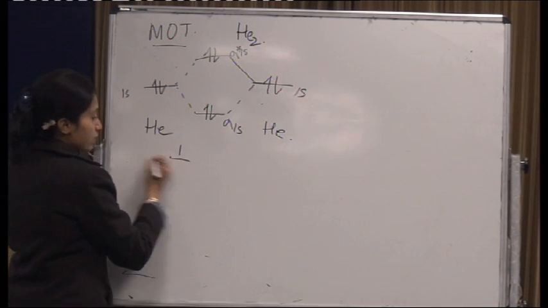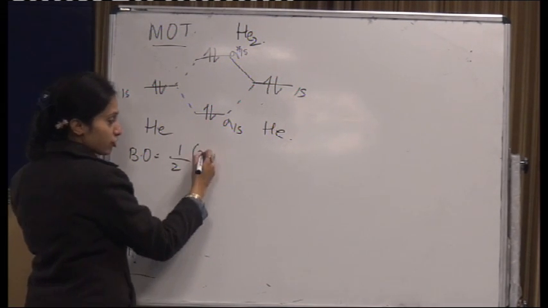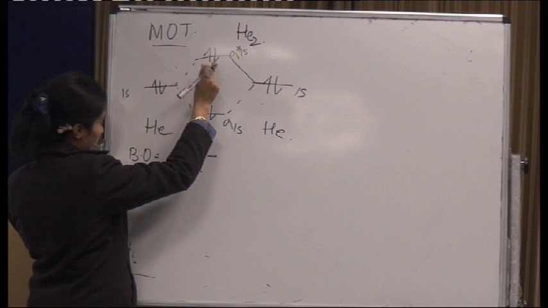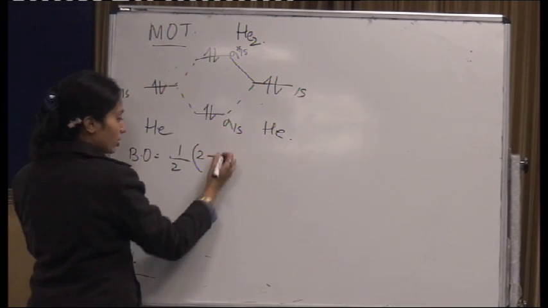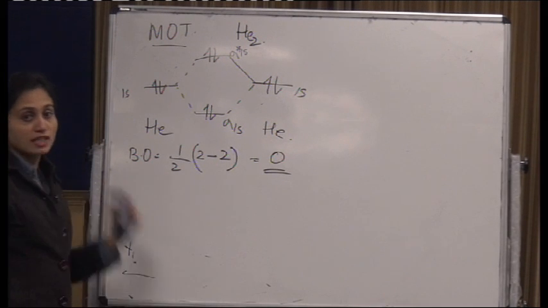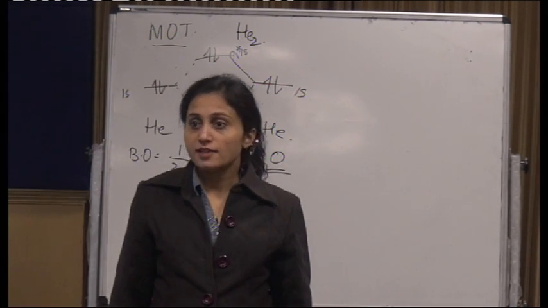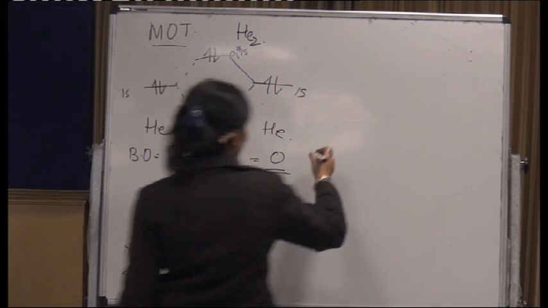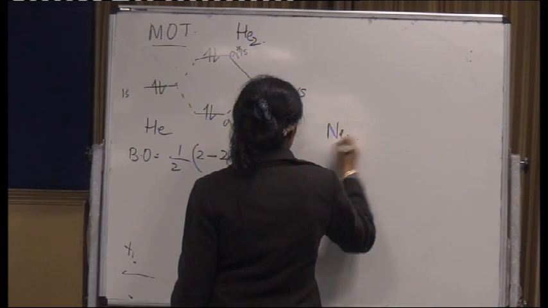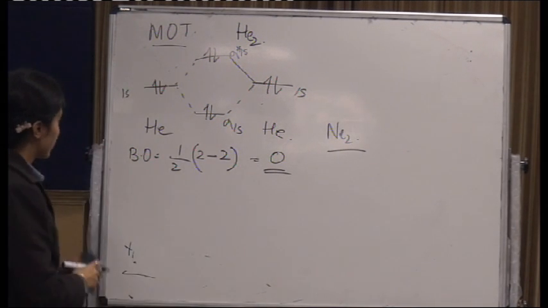So in this case what is the bond order? Bond order is half of the number of bonding electrons, that is 2, minus the number of anti-bonding electrons, that is also 2, so that is equal to 0. So 0 bond order means that it is a highly unstable molecule and it will not get formed at all. Similarly, this question is also put for Ne2. For it also the bond order is 0. We'll just look into it now quickly.